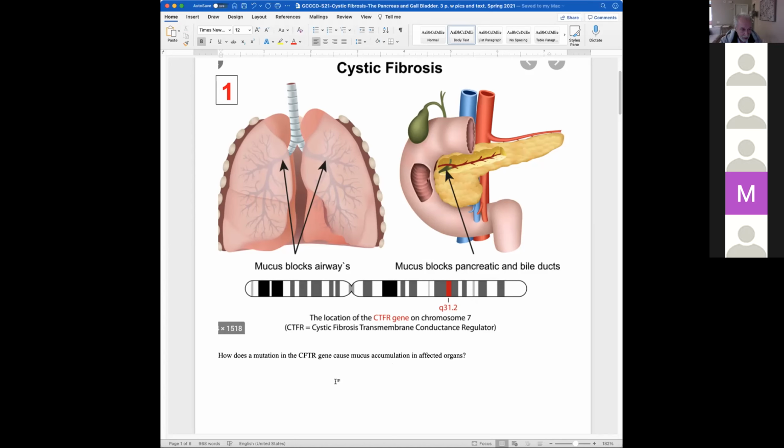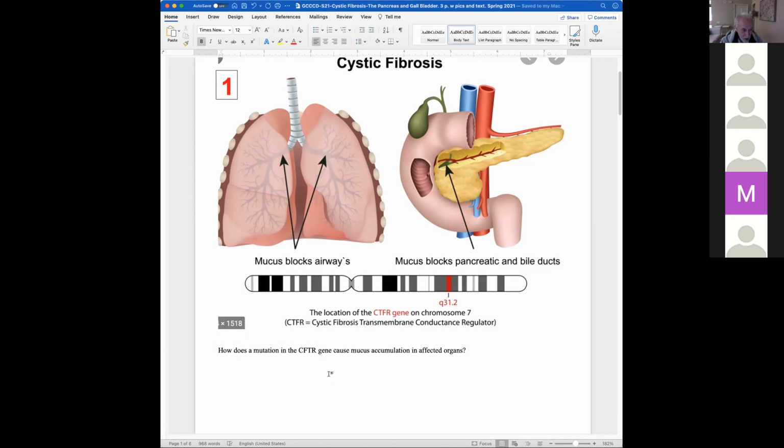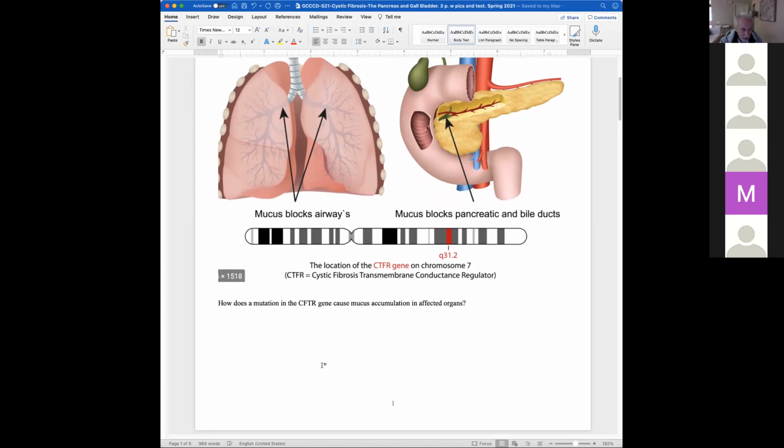Now, I have 3 sort of unrelated points here to start out. The first point is that of all of the organs that we could be looking at, we're going to focus on the pancreas. Second point is that I want to give you a sense of how a mutation in the CFTR gene causes mucus accumulation in affected organs. So that's shown here, comparing a healthy situation with a cystic fibrosis situation.